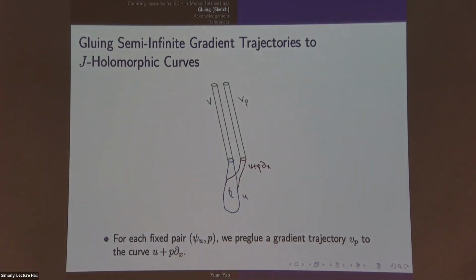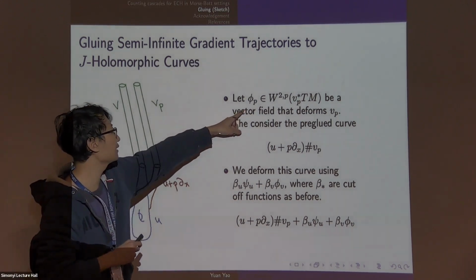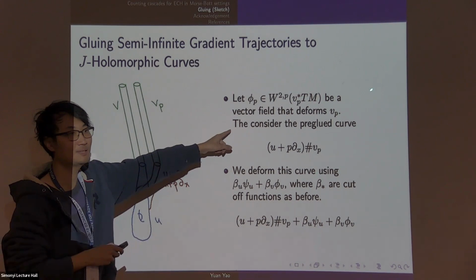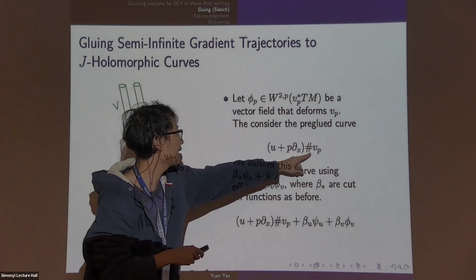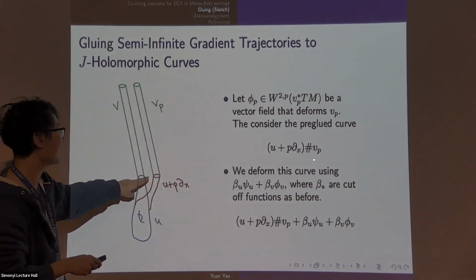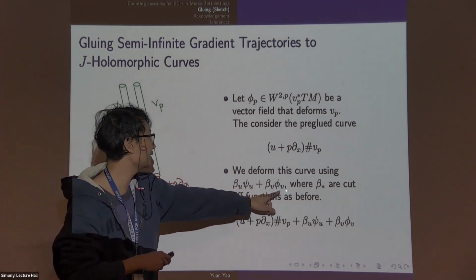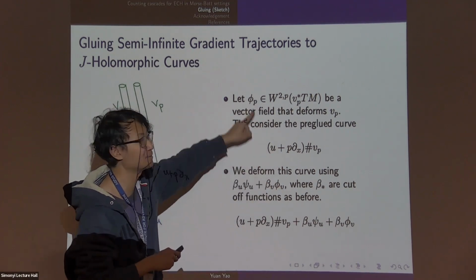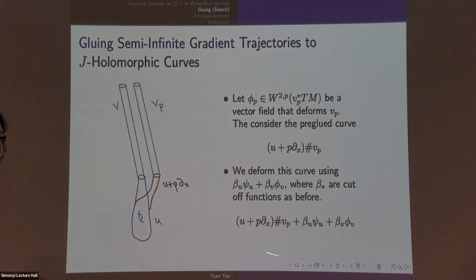Yes, it will catch up, but that's not how I'm thinking about it. I'm thinking about this infinitely separate. Okay, so then we try to run the same story as before. Given a fixed VP, let phi of P be a vector field that deforms VP. Then consider the pre-glue curve, U plus P dx hash VP, that's this curve. And then I deform this pre-glue curve using these vector fields, theta U psi of U plus beta V psi of phi of P. These two phi are the same, this is a typo, it's phi of P here. And I try to consider this deformation.